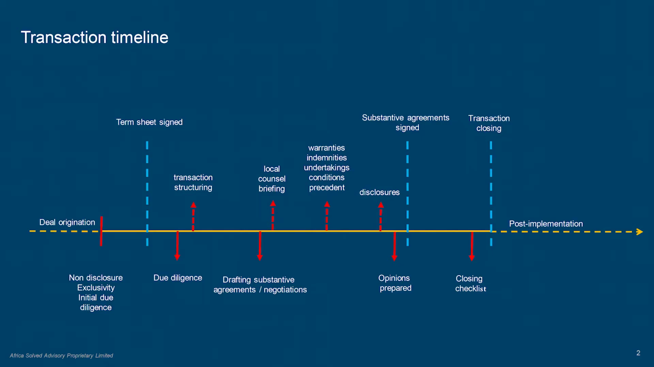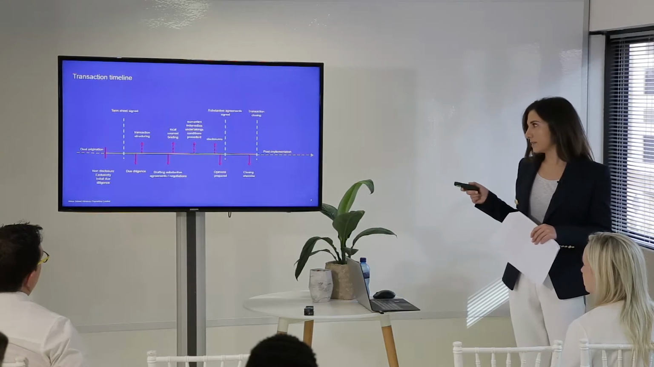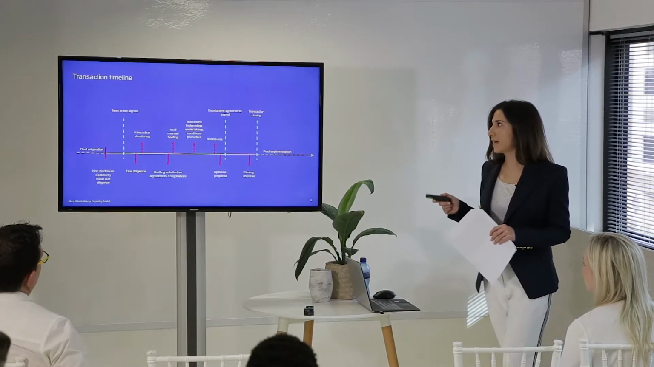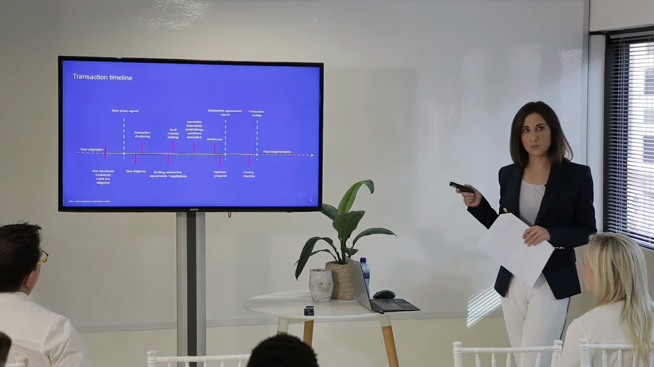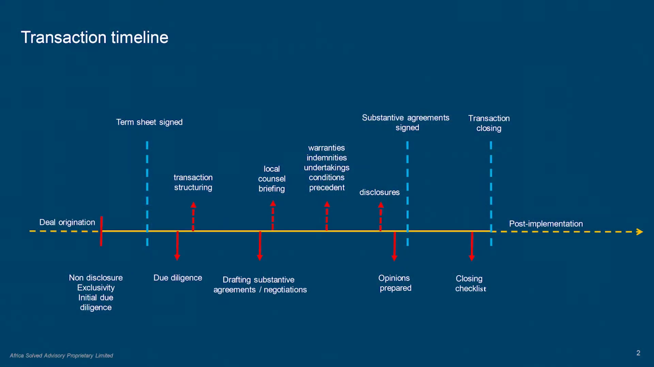Thereafter, the process goes on to due diligence, then transaction structuring. Generally, you determine whether you would like a holding structure or how the investor's coming in. That'll come in there. Then there's the drafting of the substantive transaction documents based on what's been agreed in the term sheet. Then depending on if there's a cross-border aspect, we'll look at briefing local counsel to get advice on specific aspects. Then there's warranties, indemnities.